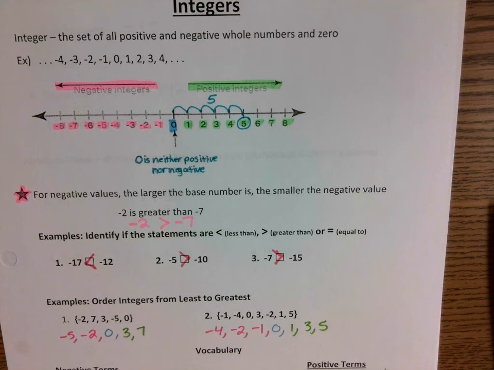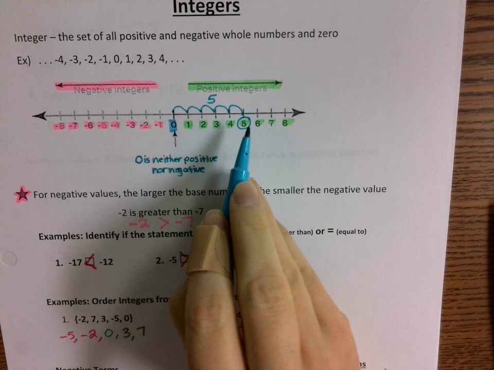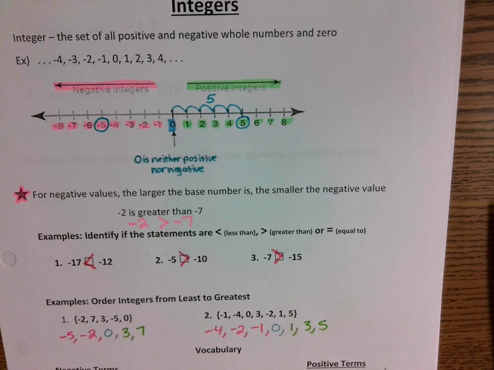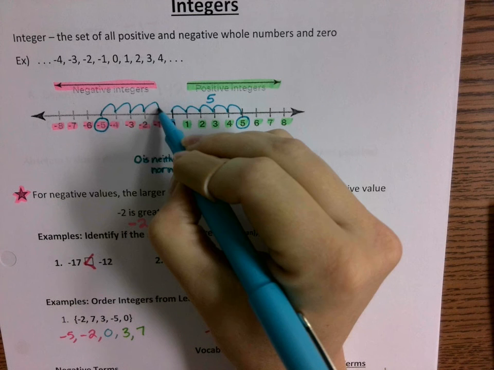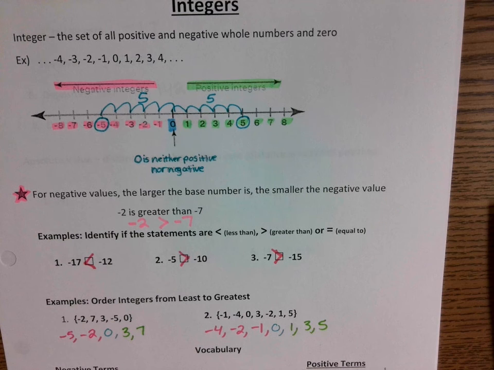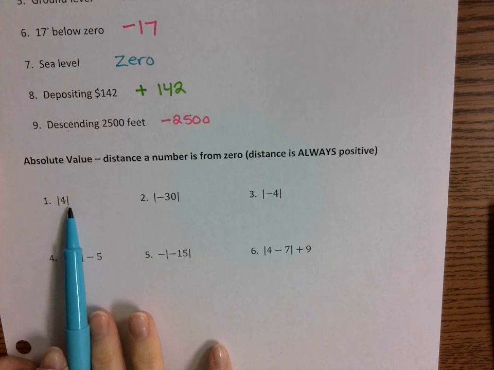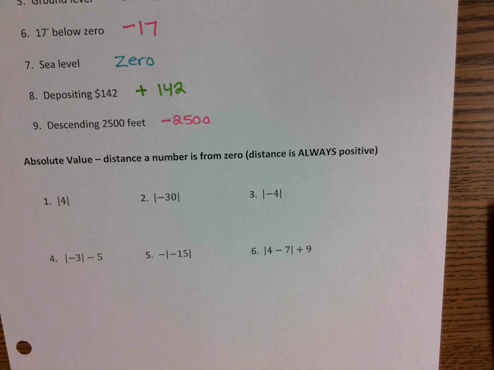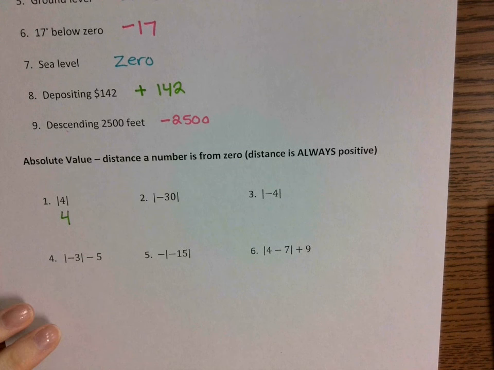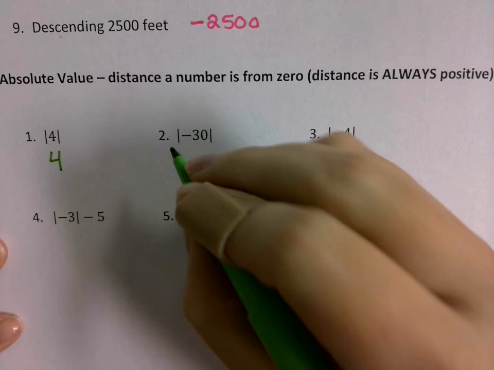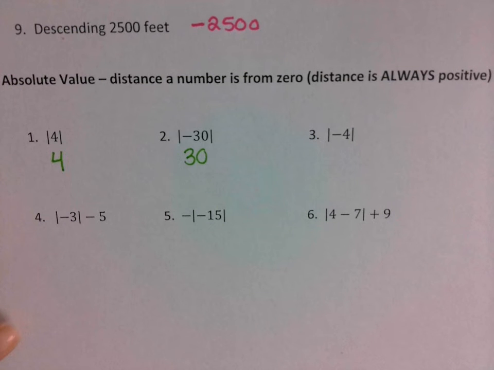So 5 is 5 spots away from 0, just the same as -5. -5 is also 5 spots away from 0. So absolute value, when you take the absolute value of a number, it's always the positive version of that number. Okay, so looking here, the absolute value of a +4 is going to be a +4. The absolute value of a -30 is going to be a +30. The absolute value of a -4 is going to be a +4.